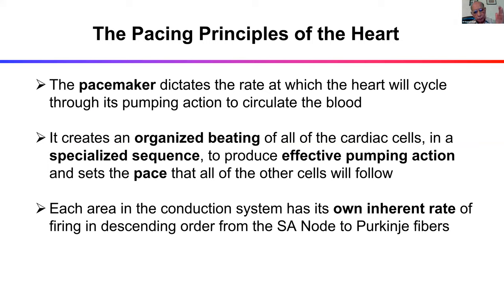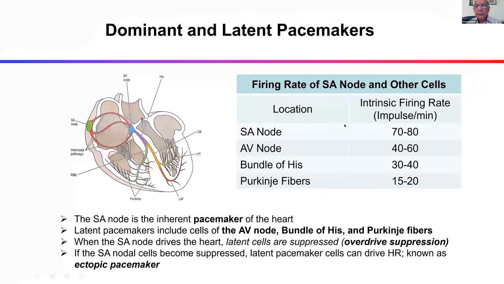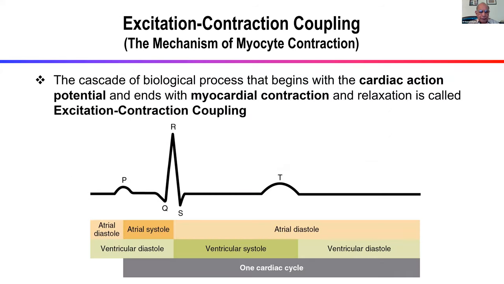You can see that almost all the tissues have spontaneous impulse-forming capabilities, but the tissue which has the highest pacemaker rate will dominate the function, as in the armed forces. These are the different types and locations and their spontaneous firing rates: SA node 70 to 80, AV node 40 to 60, and so on, up to the Purkinje fibers, which have the lowest firing rate, 15 to 20 per minute.